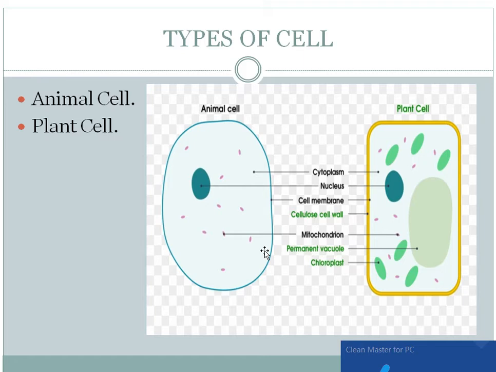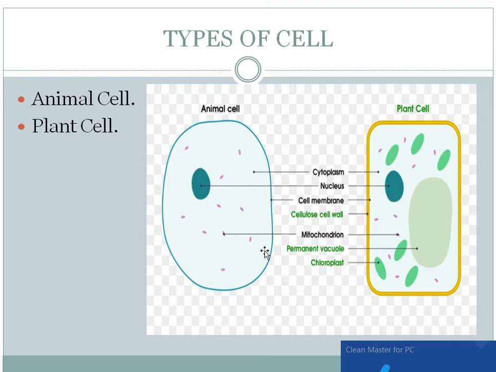Cytoplasm. It is a jelly-like substance that fills the cell. All the living organelles of the cell are suspended or floating in it. Vacuole. The function of a vacuole is to store food, water and waste substances.